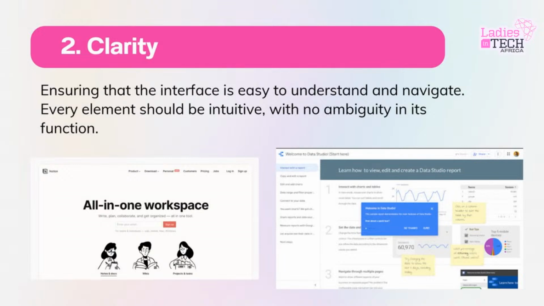So clarity. Now another UI principle, clarity. You want your interface to be easy to understand and navigate. Every element should be intuitive with no ambiguity in its function. You don't want it to be too cumbersome. You want them to know what they are doing. Why take the energy to confuse people? It's not needed. So just make things simple, let your users have rest of mind.